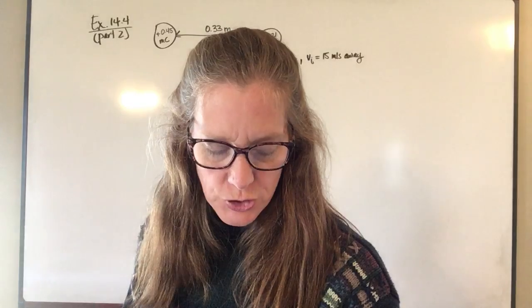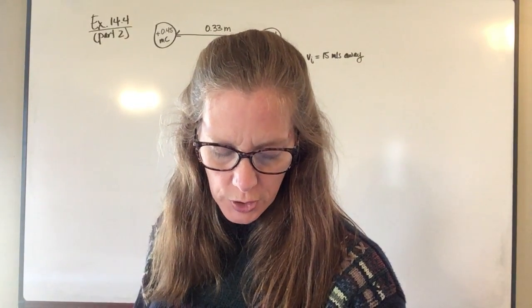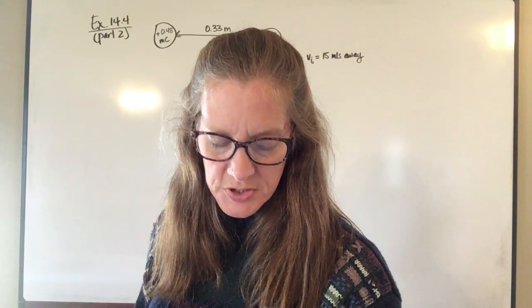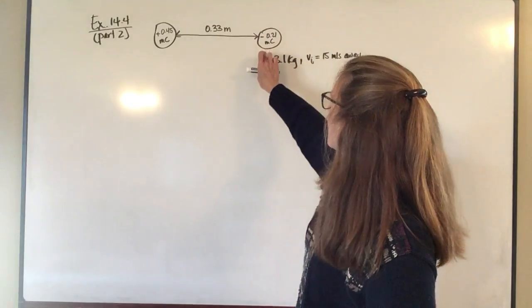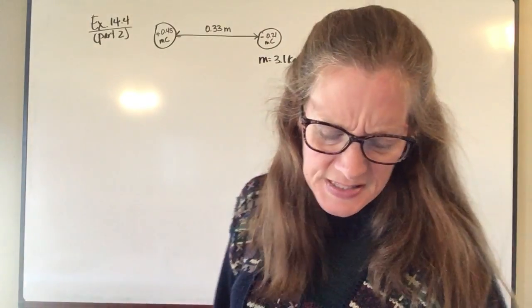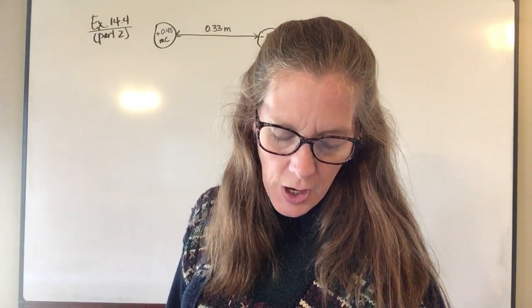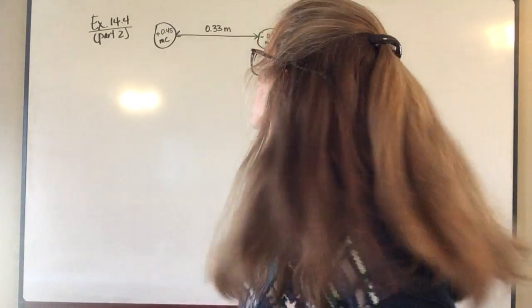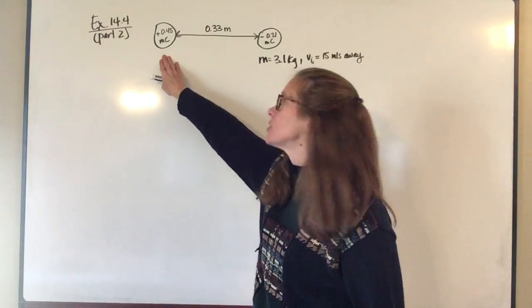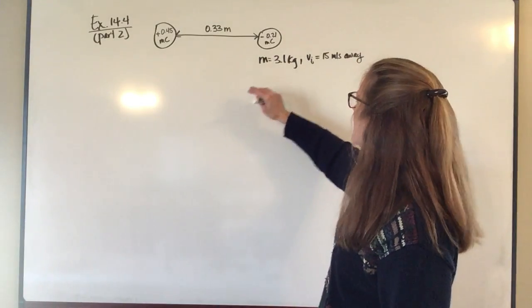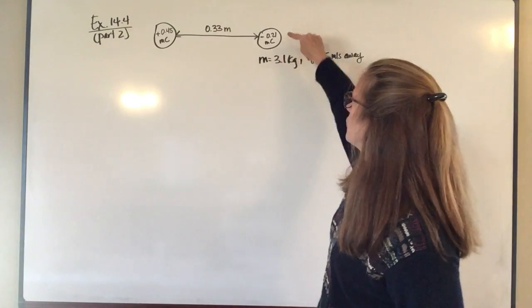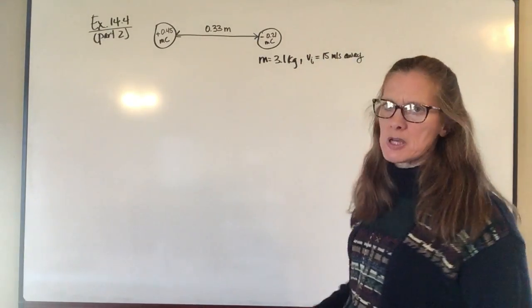A negative 0.21 millicoulomb particle, mass 3.1 kilograms, and so that's this particle right here, is given an initial velocity of 15 meters per second away from a 0.45 millicoulomb stationary charge. So here's our stationary charge, and it says that it's given an initial velocity away from it.